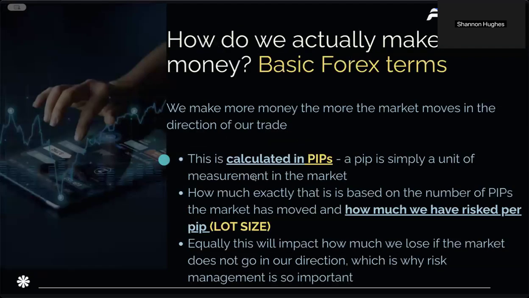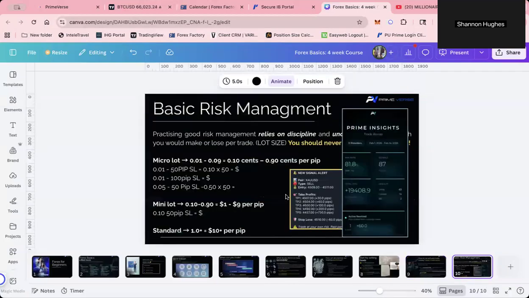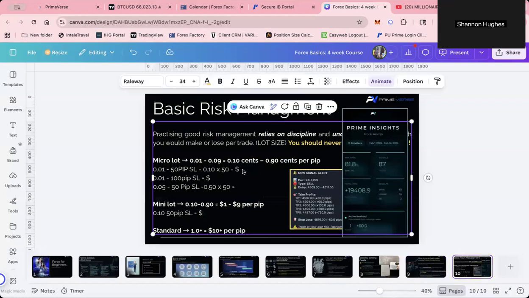Let me type this out. So $5. Where'd that go? There we go. So I'm going to lose $5. What about if it was a 100 pip stop loss? Still a 0.01, but let's say it was a bigger stop loss, because we do have some. I think there was one today that was 90 pips. So 100 pips would be a $10 loss.